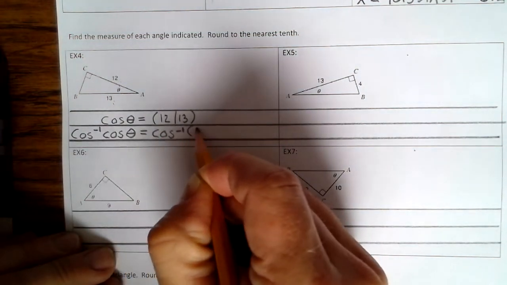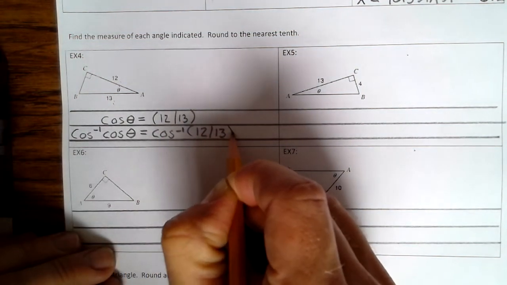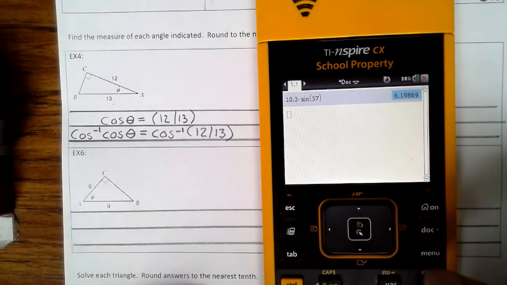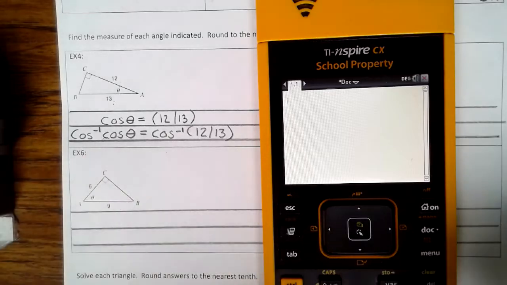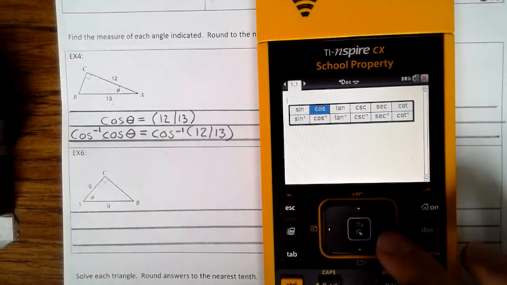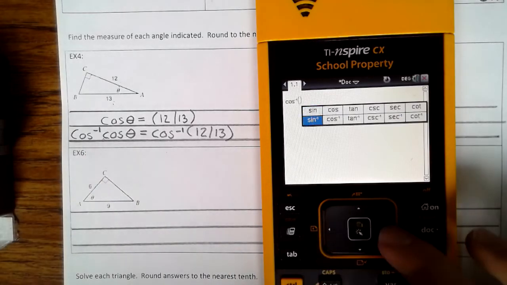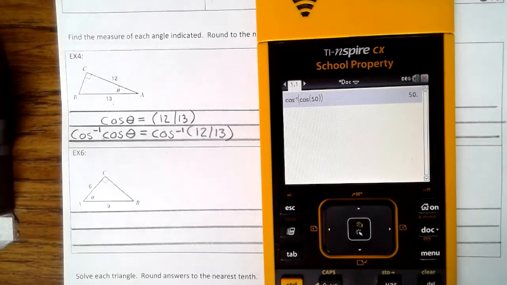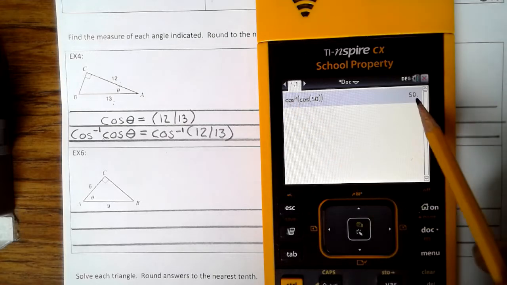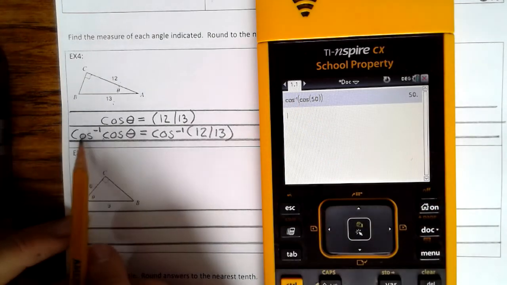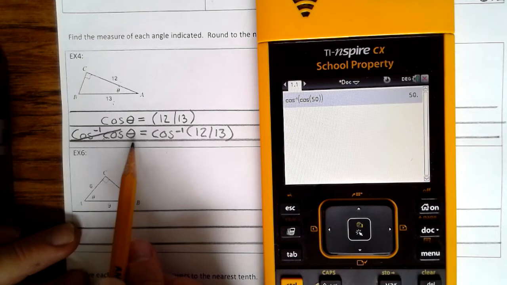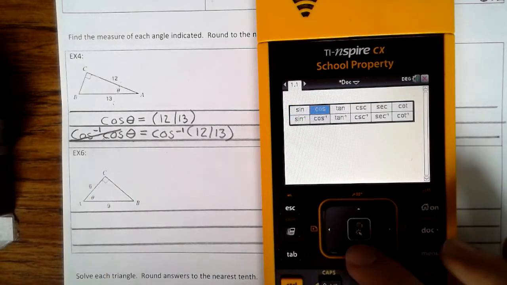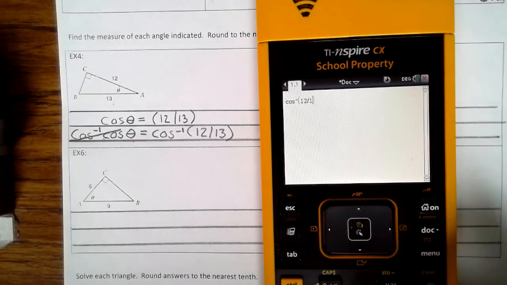All right, and to understand why, let me just pick a random angle to show you what happens. If I do trig cosine inverse of trig cosine of, say, 50, you can see here that the cosine inverse and cosine cancel and you're left with 50. The same thing happens here. Cosine inverse and cosine cancel and you're left with just theta. Now, all we need to do is put trig cosine inverse of 12 divided by 13. And so the angle is 22.6 degrees.